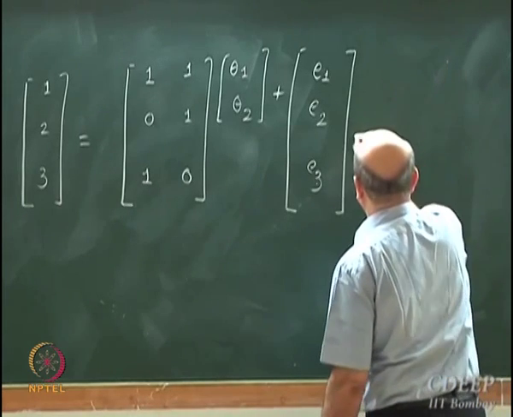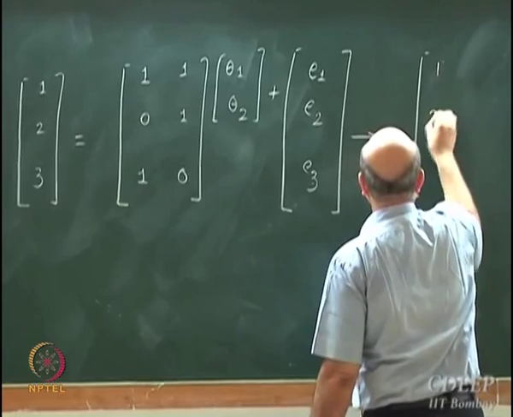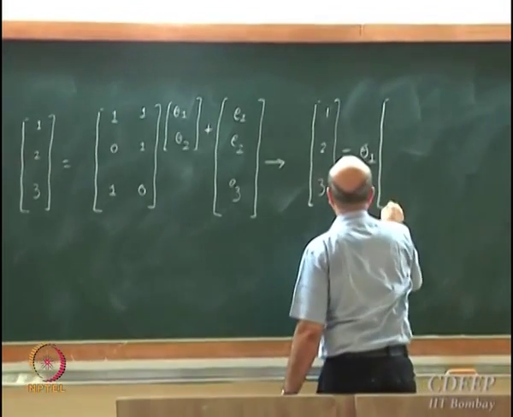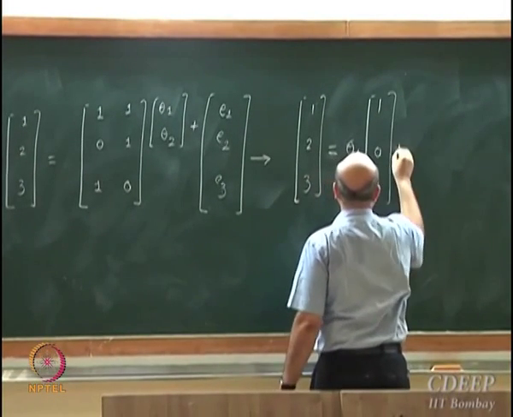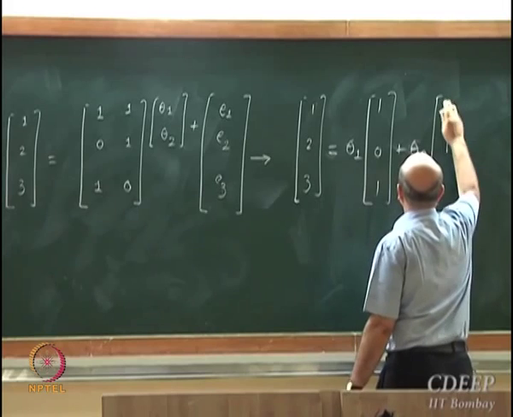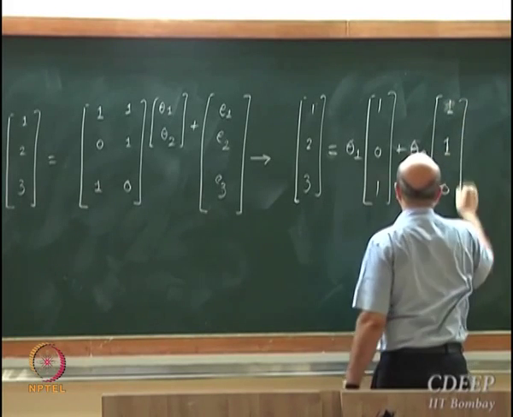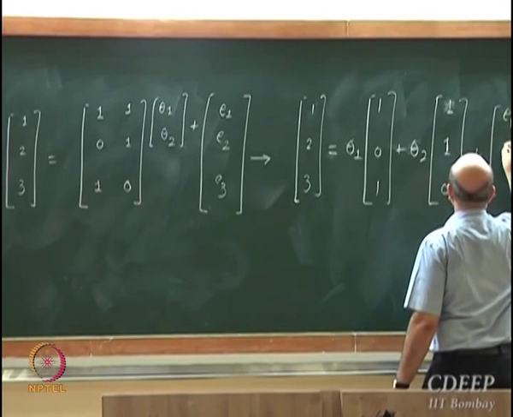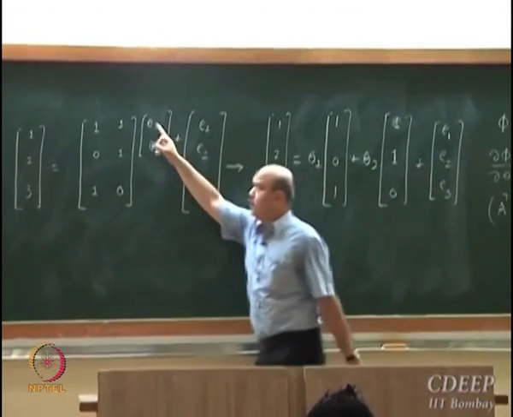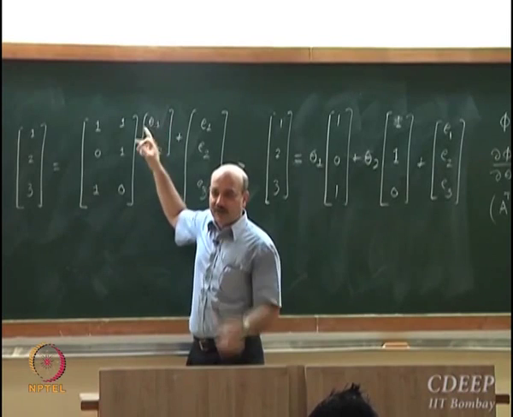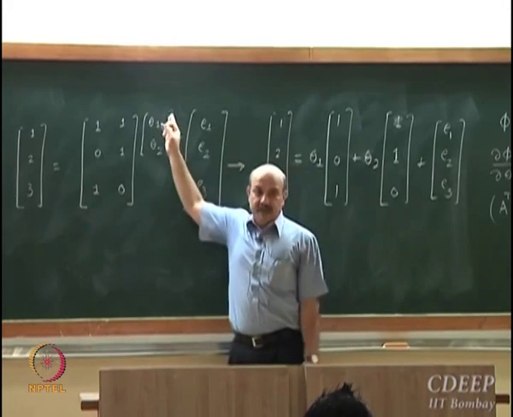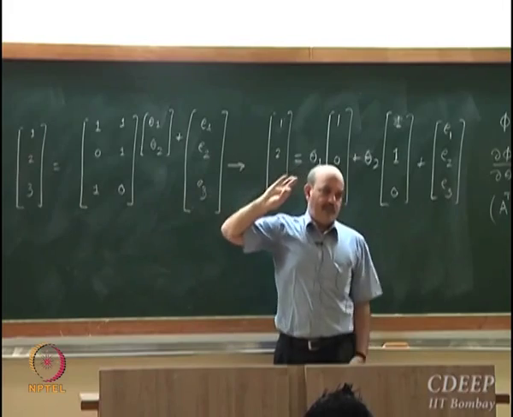So I can write this as 1, 2, 3 is equal to theta 1 times 1, 0, 1 plus theta 2 times 1, 1, 0 plus E1, E2, E3, right? I have taken a very simple problem, 3 equations, 2 unknowns. Actually there are 5 unknowns: E1, E2, E3, theta 1, theta 2. But as far as the parameters are concerned, there are only 2 unknowns, theta 1 and theta 2. 2 parameter unknowns.